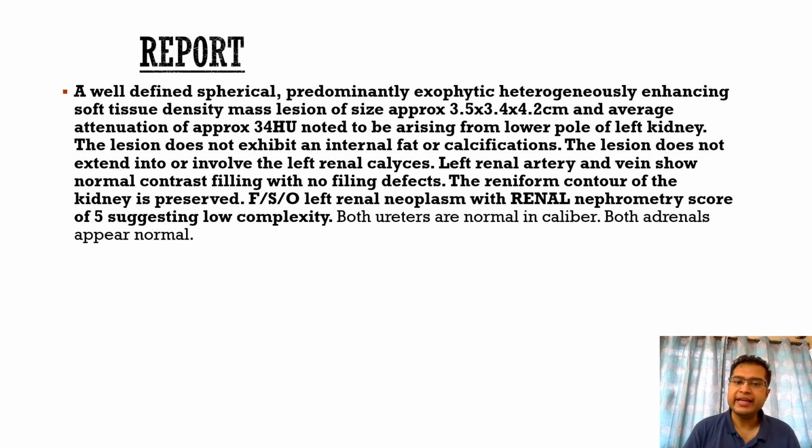The lesion did not exhibit any internal fat or calcifications, ruling out angiomyolipoma. The lesion did not extend into or involve the left renal calyces or the collecting system. Left renal artery and vein showed normal contrast filling with no filling defects. The reniform contour of the kidney was preserved, and the features were suggestive of a left renal exophytic neoplasm with renal nephrometry score of 5. I'll come to what renal nephrometry score is and all its components in the later part of the slides. Both the ureters were of normal caliber and the adrenals were also normal.